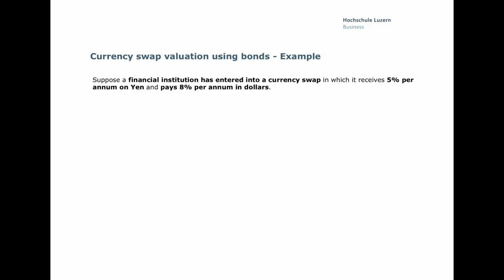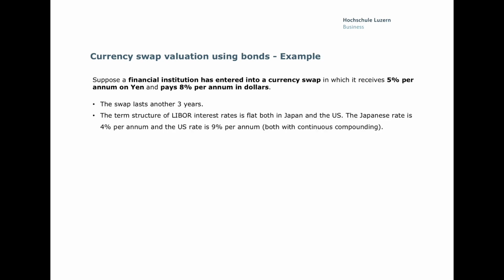Let us now illustrate the evaluation of a currency swap by means of an example. Suppose a financial institution has entered into a currency swap in which it receives 5% per annum on yen and pays 8% per annum in dollars. In this example, we assume that the swap will last for another 3 years. The term structure of LIBOR interest rates is flat in both Japan and the United States. The Japanese rate is assumed to be 4% per annum, and the US rate is 9% per annum, both with continuous compounding.